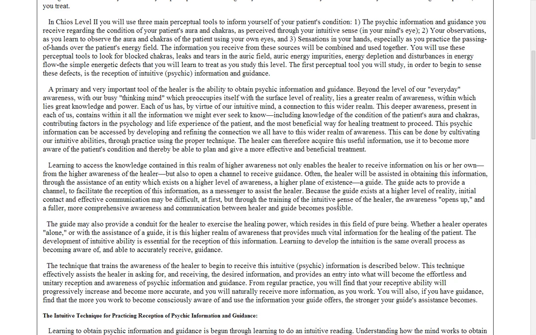The guide acts to provide a channel to facilitate the reception of this information as a messenger to assist the healer. Because the guide exists at a higher realm of reality, initial contact and effective communication may be difficult at first, but through the training of the intuitive sense of the healer, the awareness opens up. I am that I am, and a fuller, more comprehensive awareness and communication, energetic communication, divine communication, psychic communication between healer and guide, Ahaya Asher Ahaya, becomes possible.